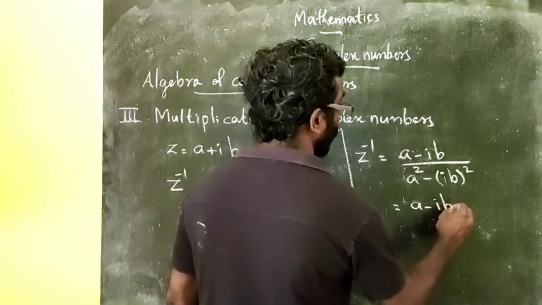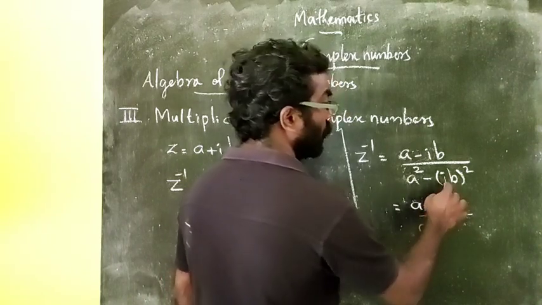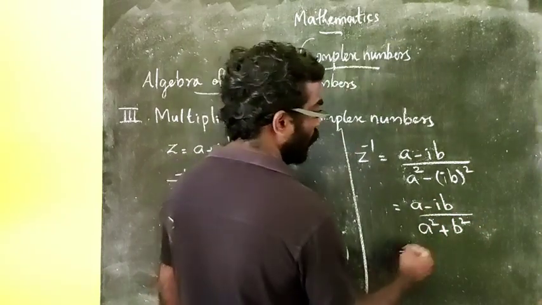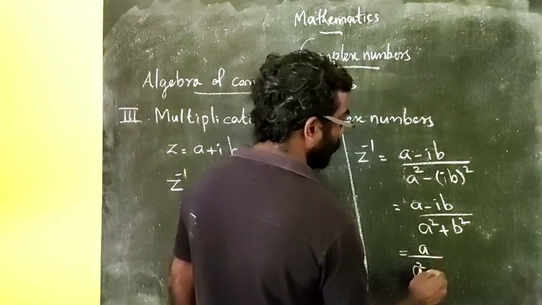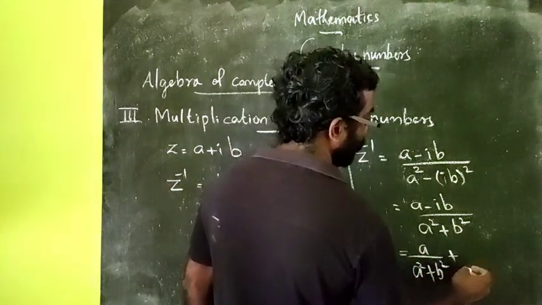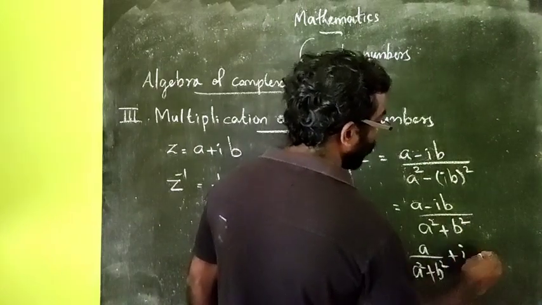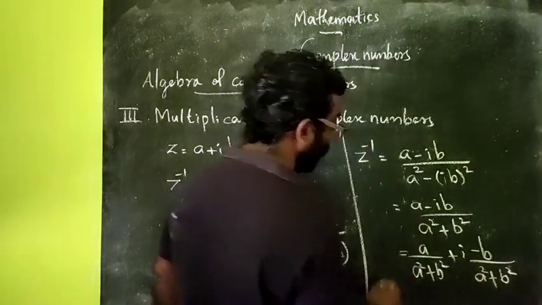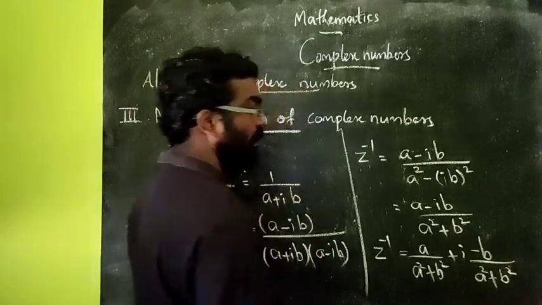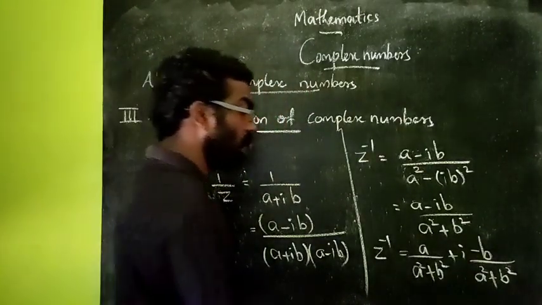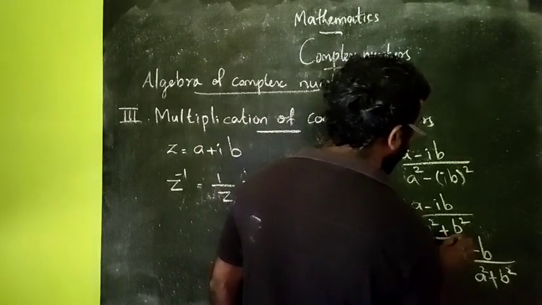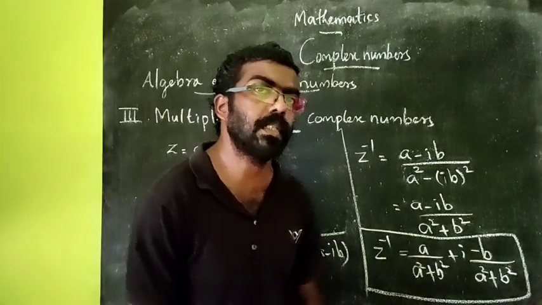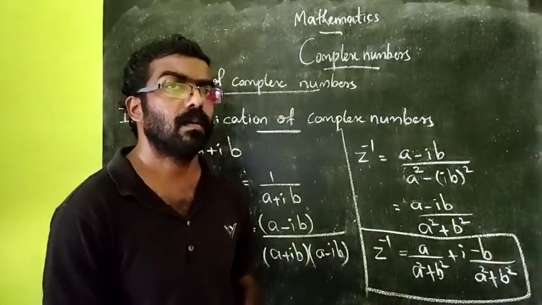That is a minus ib divided by a square minus i square b square. i square is minus 1, minus into minus is plus. So a square plus b square. Here we can split the denominator: a by a square plus b square, then plus i into minus b by a square plus b square. So this is the formula to find Z inverse. It's very important. You have to learn this formula by heart. Z inverse is equal to a by a square plus b square plus i into minus b by a square plus b square. Understood?